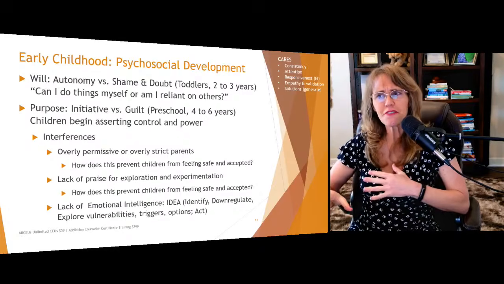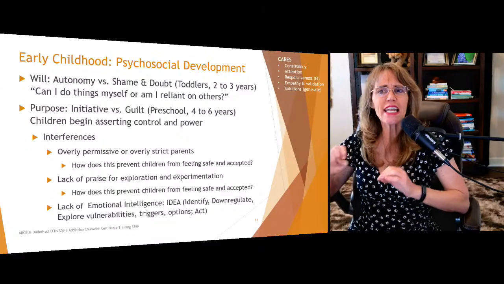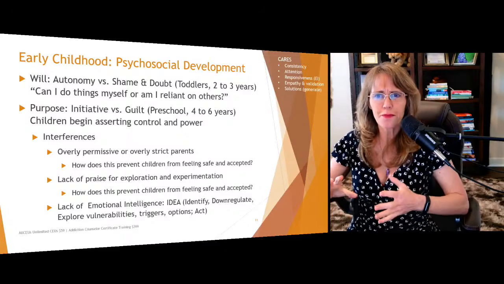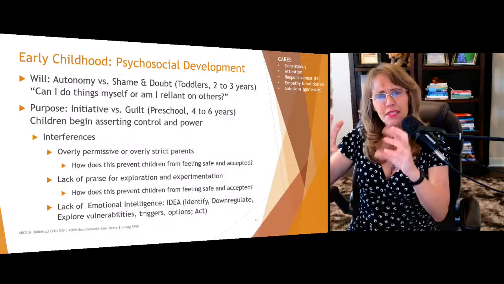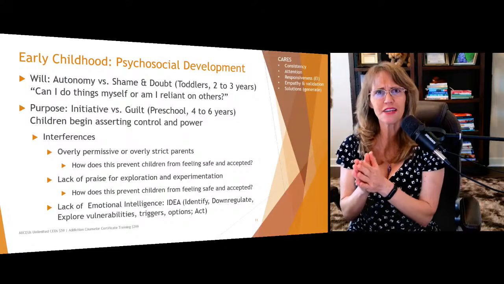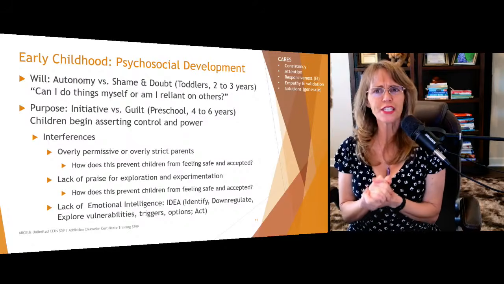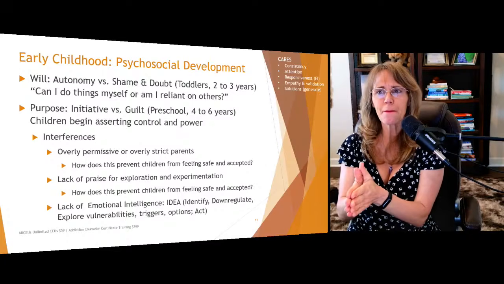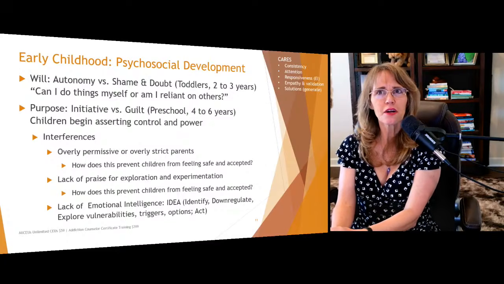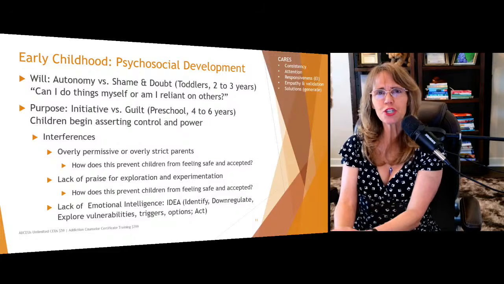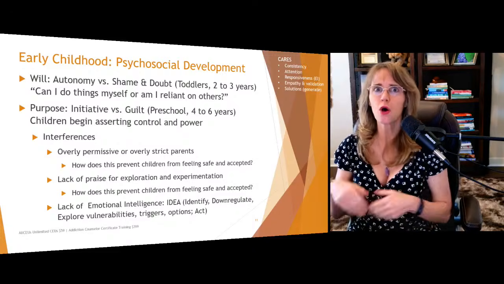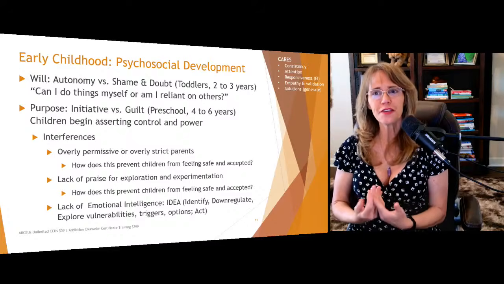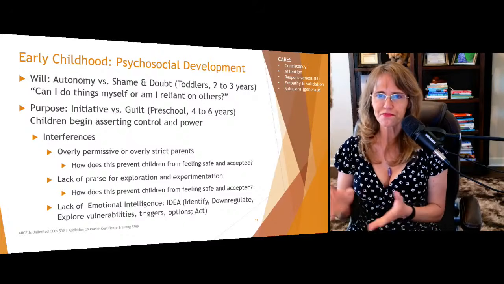And they're also developing, between 4 and 6 years, initiative versus guilt. They start asserting control and power. I kind of lump these together because in terms of attachment, what we're really wanting to do is support the children in making their decisions, support the children in solving their own problems, not always giving them the answers, so they can feel more confident and competent.